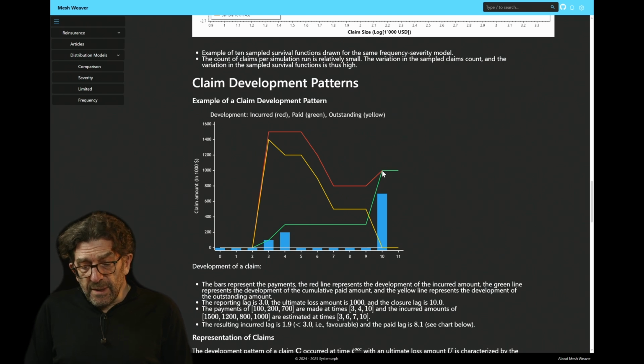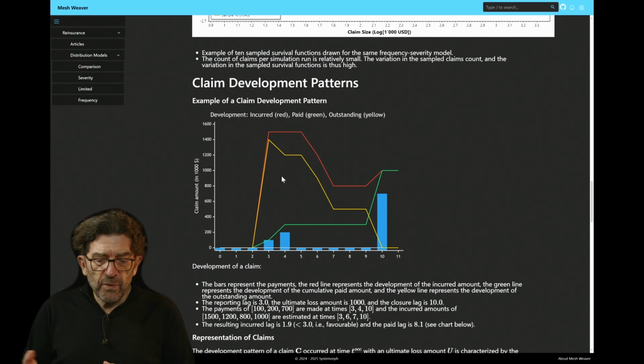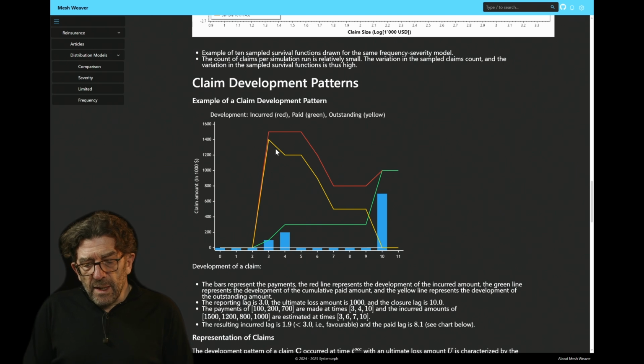This shows the development of the incurred. Then we can also take the difference between the red and the green curve. This is the outstanding amount. This is what you need to keep in your reserves, what you expect you will have to pay in the future. This outstanding is just the difference, and of course ultimately goes down to 0.